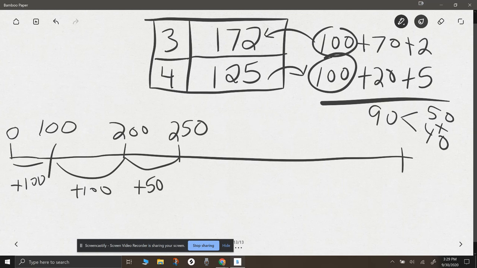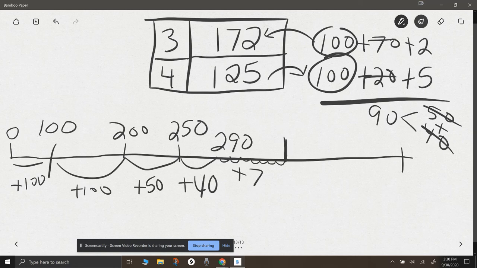Now, we dealt with that 50. Now we need to add the 40. And so we're going to draw a line and say plus 40. And that's 4 tens, right? So 4 tens would be 260, 270, 280, 290. And now we just have the 7 left, right? The 2 and the 5 make 7. So if we're at 290 and we go 291, 292, 293, 294, 295, 296, 297, that is plus 7. So our ending amount, the amount of all the tickets all together, is 297.